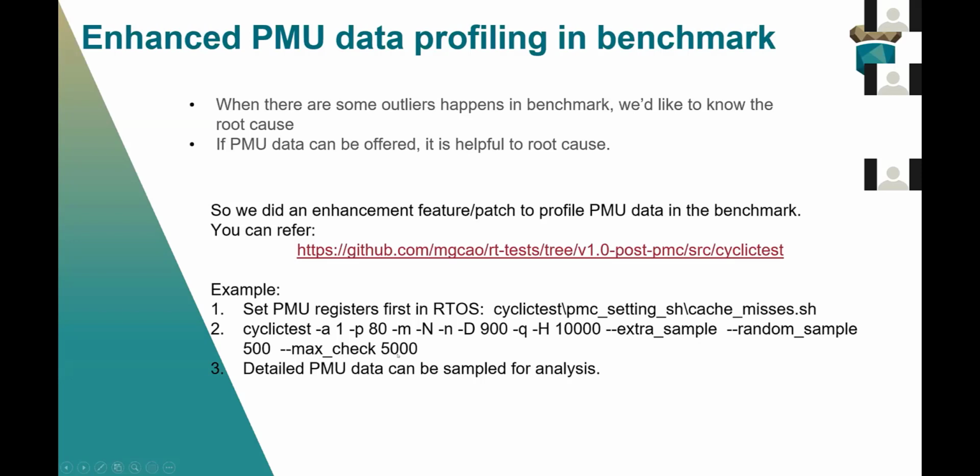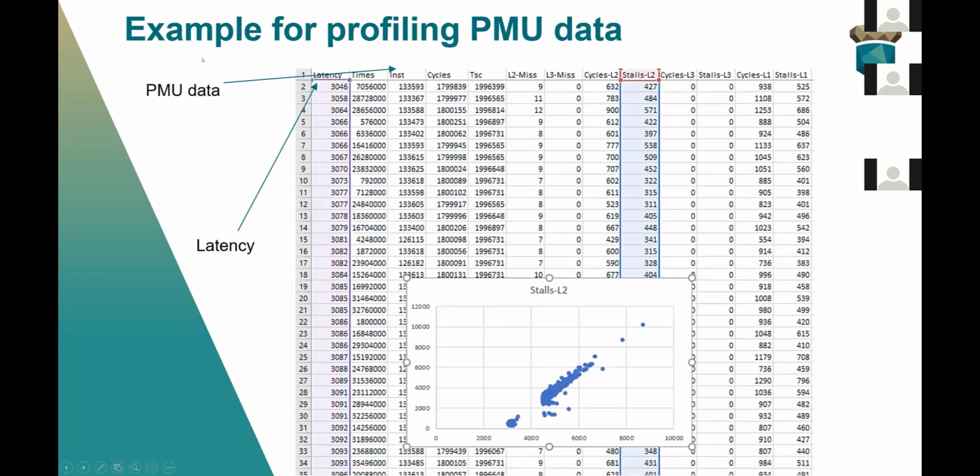And for the max check, if the latency is larger than 51,000 nanoseconds, it will sample the PMU data. So the detailed PMU data can be sampled together with the cyclictest data. And here is an example. We import all the PMU data to an Excel table, and we can analyze the latency and the outliers.